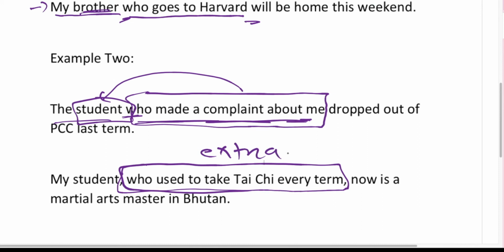By taking it out, it doesn't change the meaning of the sentence at all. My student now is a martial arts master in Bhutan. And this just tells you a little bit. I only have one student who ever went to Bhutan. It's not like I have like 300. Okay?